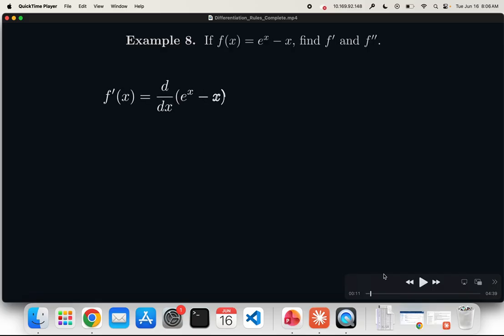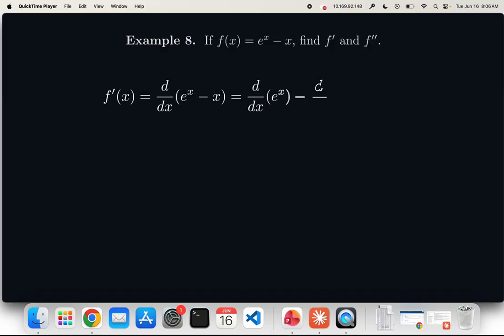Okay, so again, we learned about the sum and difference rule earlier, which is that if you want to differentiate e to the x minus x, which is the difference, you just differentiate them separately and then subtract them. So the first part is differentiating e to the x, and then we differentiate the x function, and then you subtract them. But differentiating e to the x is very simple, it's just e to the x. And then differentiating x, we learned this last week, just the power rule. Again, take the power, bring it down, subtract 1.